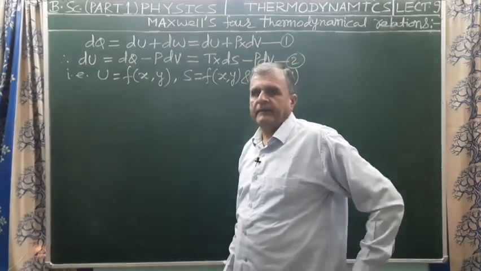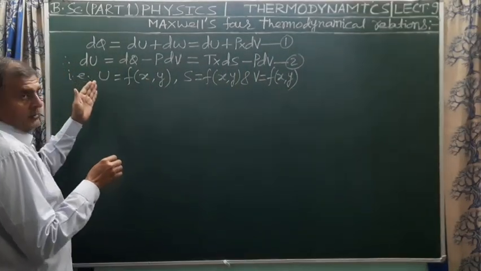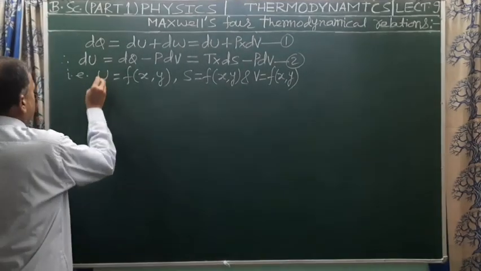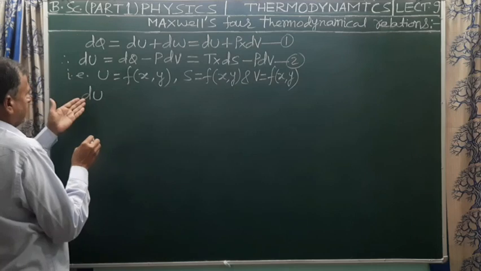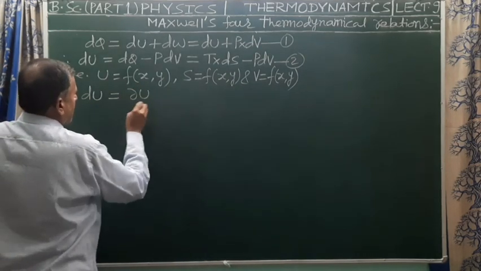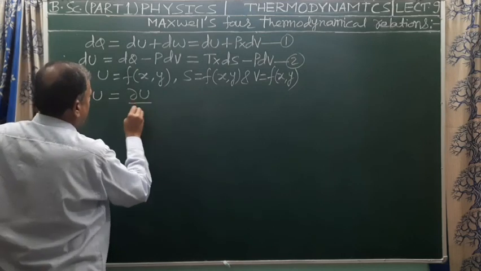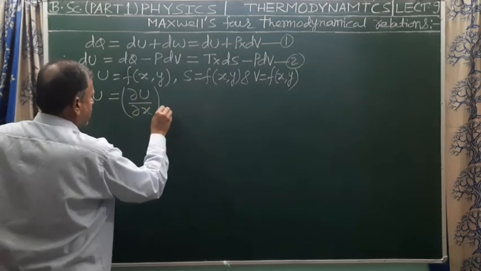Therefore we can write U as the perfect differential, that is, the change in internal energy of the system du equals del u upon del x at constant y.